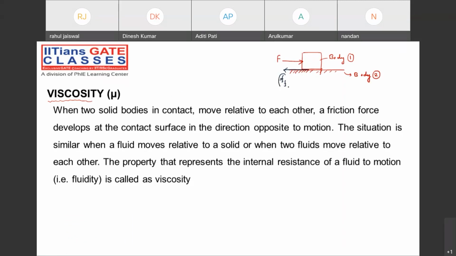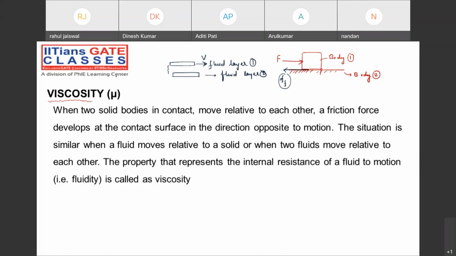Whatever friction force you observe in solid mechanics, in fluid mechanics, whenever fluid elements are there, let's suppose this is fluid layer number 1, and this is fluid layer number 2. When I move fluid layer number 1 with some velocity v, what will happen? There is some kind of resistance. Let's suppose the gap between the fluid layers is very, very small; you can neglect the gap.